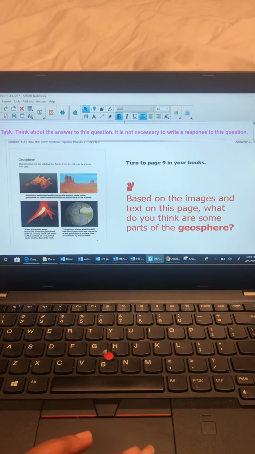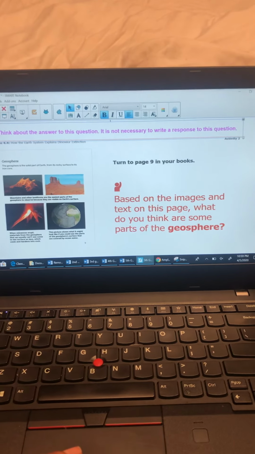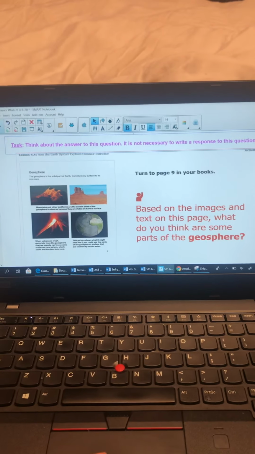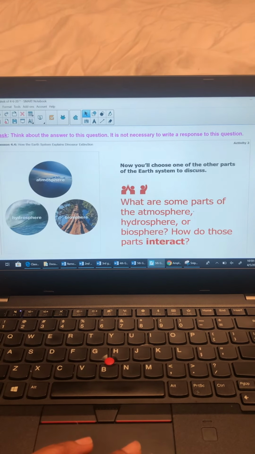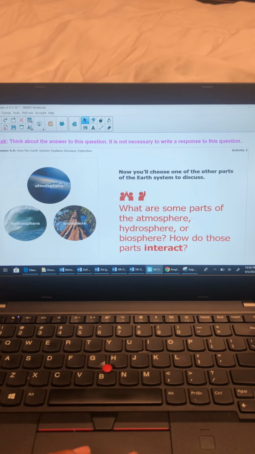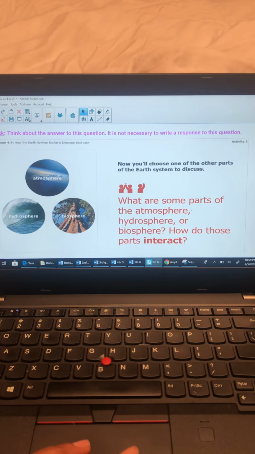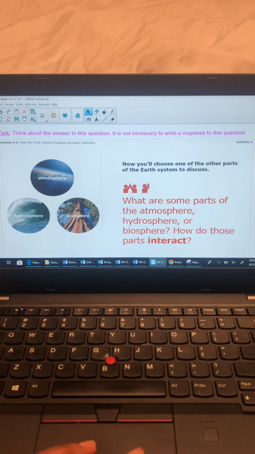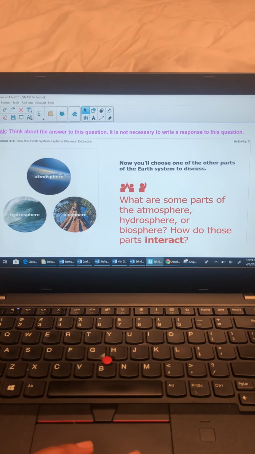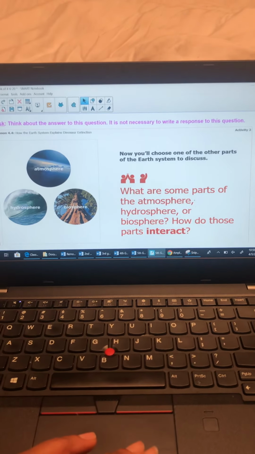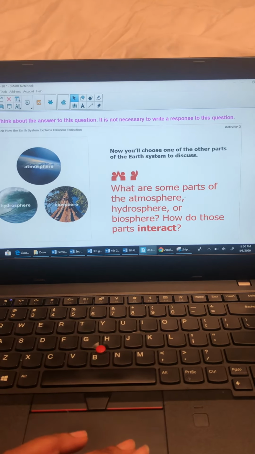Once you turn to page 9 in your books, there's another question here. Based on the images and text on this page, what do you think are some parts of the geosphere? How do you think the parts of the geosphere interact? What are some parts of the atmosphere, hydrosphere, or biosphere? How do those parts interact? Remember, interact means working together. So they're asking, how do those parts work together in the Earth system in order for humans, plants, and so many things on the Earth to live and coexist all at the same time?